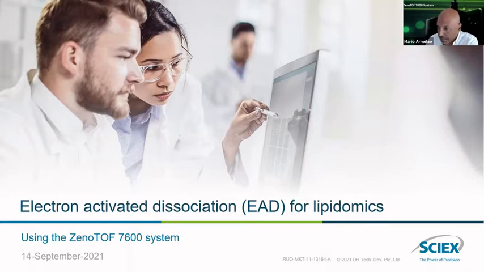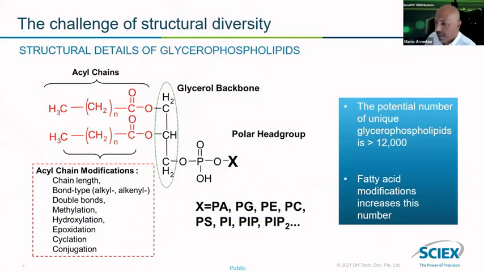To kick off the presentation, following on Michael's topic, is really to acknowledge that analyzing lipids faces all the structural diversity that comes along with it. Just taking, for example, glycerophospholipids, we could see that the potential number of unique glycerophospholipids is really, really large. And this can even be further complicated by adding modifications.